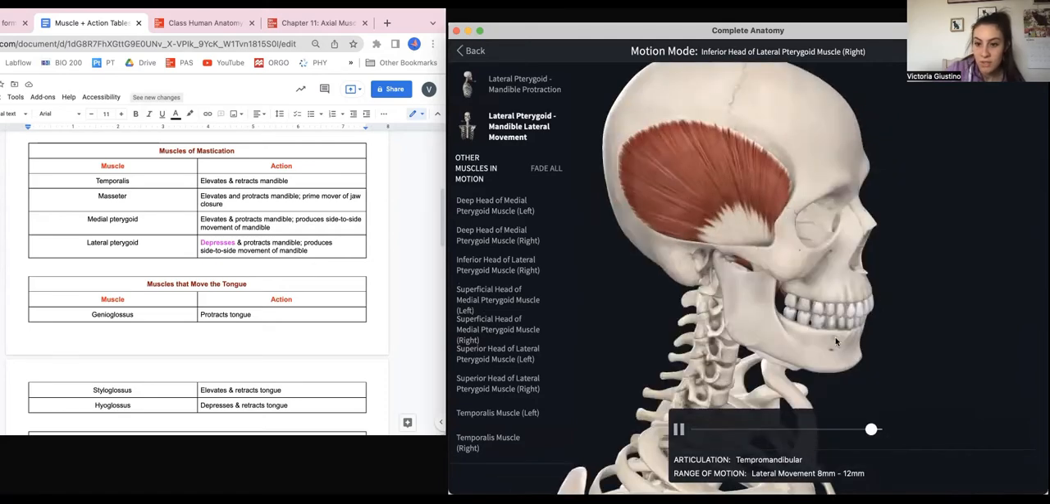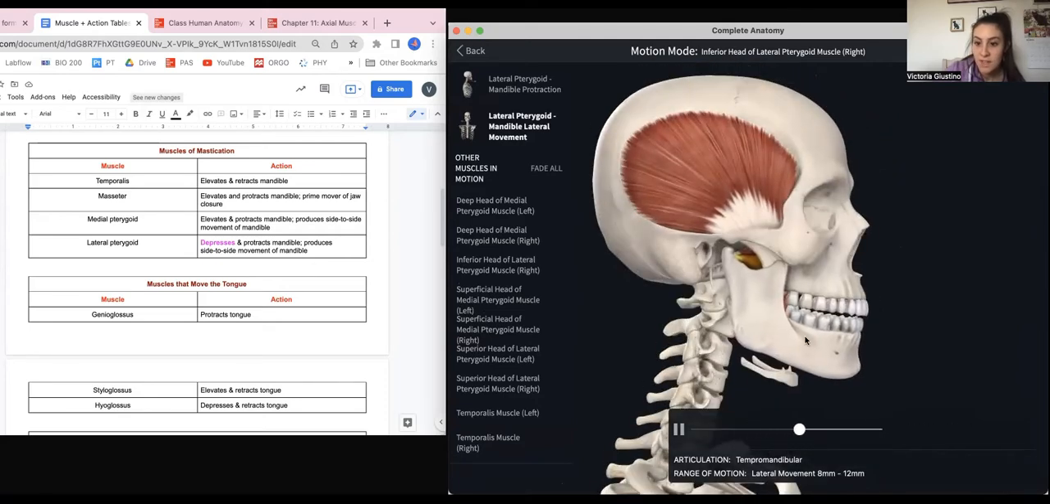But what's special about the lateral pterygoid is that, as you can see, it's also doing depression of the mandible. So going from I to O, depression. Only the lateral pterygoid aids in depression of the mandible out of the masticatory muscles. So lateral, depression; medial, elevation; as well as the masseter and the temporalis.